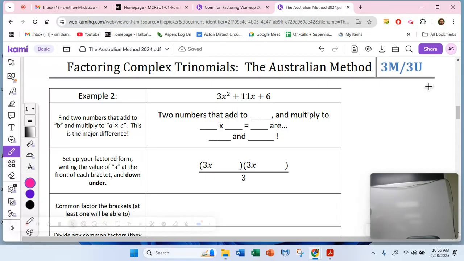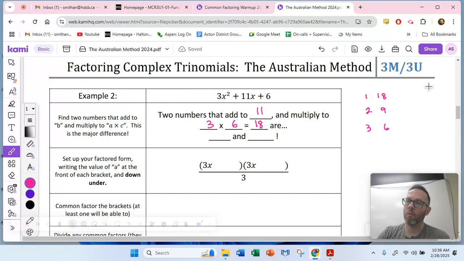3x squared plus 11x plus 6. Applying our algorithm, you want to find two numbers that add to 11 and multiply not to 6, because it's a complex trinomial, but multiply to whatever 3 times 6 is, which is 18. So two numbers that add to 11, multiply to 18. You've probably already done this exact same numbers game before, but if you want to in the margin list the numbers that multiply to 18, totally welcome to do that.